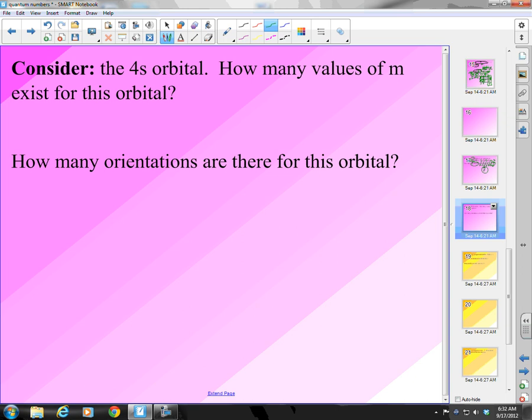Okay, 4s. So what does that mean? That means my N is equal to 4. My L, what is my L equal to? I always have to write this down because I sometimes get confused. L, yeah, that's right. L in my shape. Good.